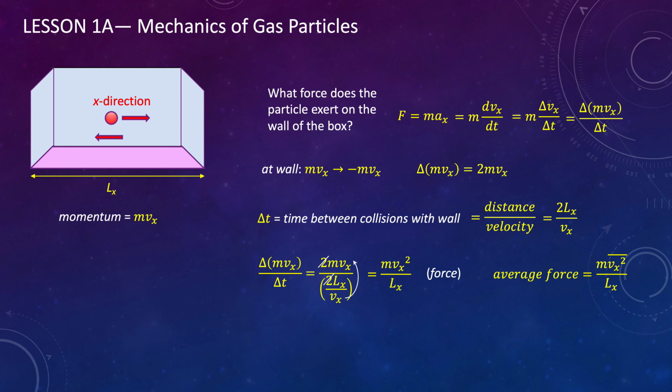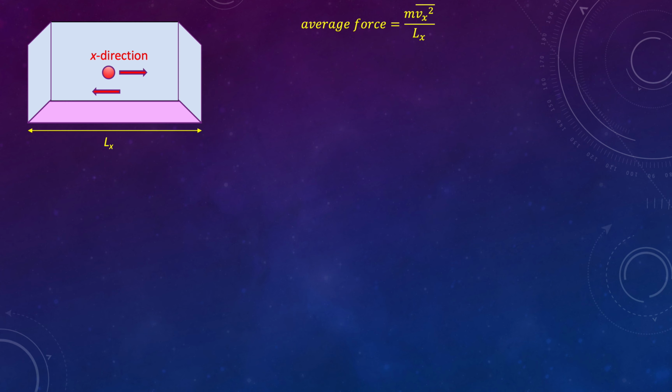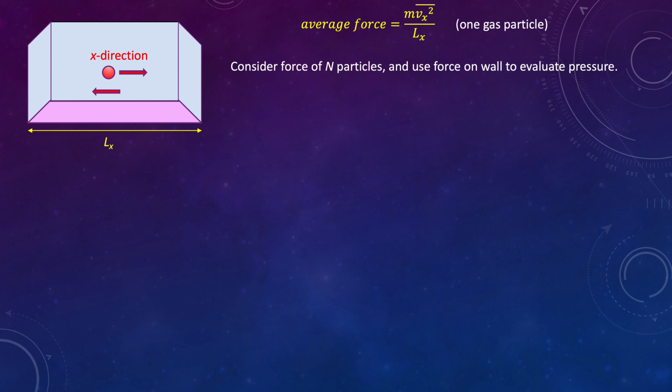Now I want to go to a new screen. I've got the picture reproduced up there again, and I've got our final result for the average force. But now what I want to do is consider what happens if I have a whole bunch of particles. This is one gas particle. If I have a total of n particles, I want to use that force that those n particles exert on the wall to evaluate a pressure. I'll remind you that pressure is simply the force divided by the area.